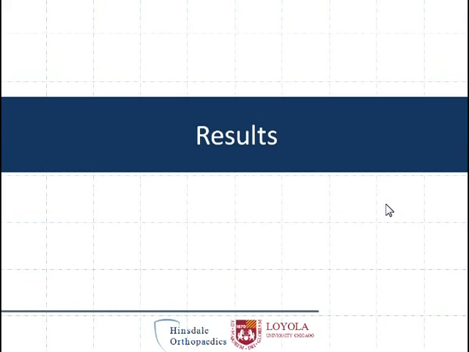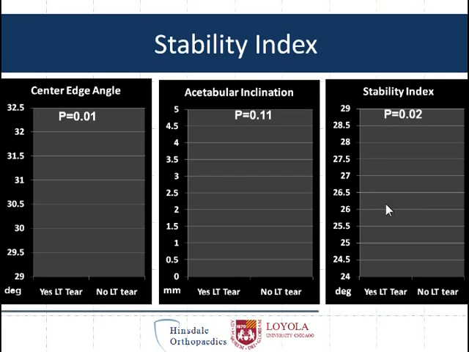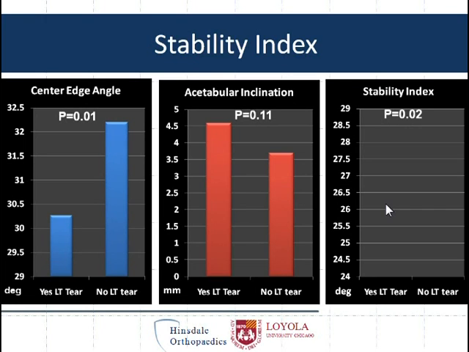As for the results, overall we had 358 hips included in the study, and about 47% of them had partial or full thickness tear of the ligamentum teres, and we have a very low threshold for defining partial tear of the ligamentum teres. As for the stability index and its components, the center edge angle was lower for patients with ligamentum teres tear. The acetabular inclination was higher, although not statistically significant, and the stability index was lower as well. Although the center edge angle and the stability index were statistically significant, clinically this difference of 3 degrees and 2 degrees is not significant.